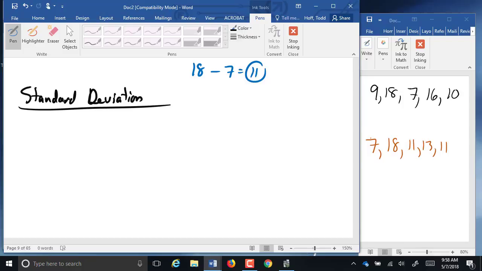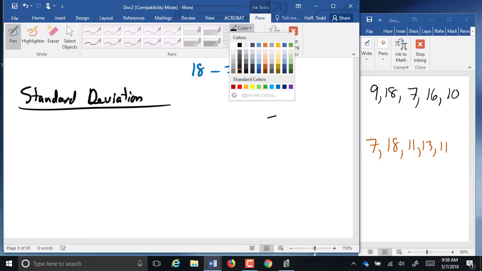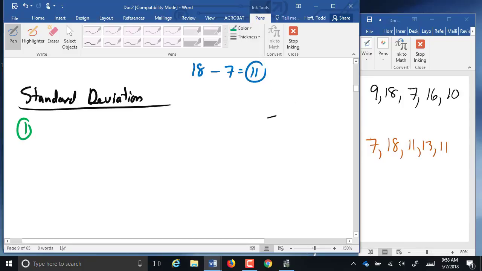Now, every step has a name. And it's very important that you know the name of each step, because in your homework, it'll ask you, find the deviations. Well, the deviation is just the result of step 2 of this process. And I'll give you those names as we go through this. So step 1 in our process is to find the mean.